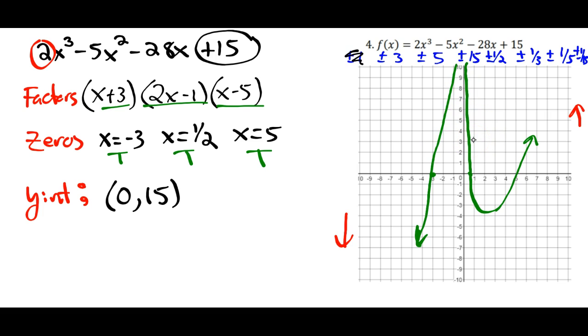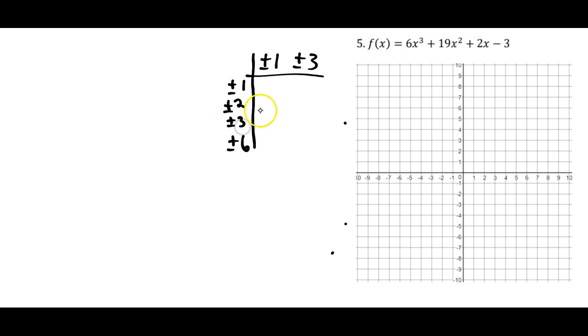All right, let's look at number 5. So for number 5, I don't see where factor by grouping is going to work. So I'm going to list out possible factors of -3. We have plus or minus 1 and plus or minus 3. And then factors of 6, we got plus or minus 1, plus or minus 6, plus or minus 2, and plus or minus 3.